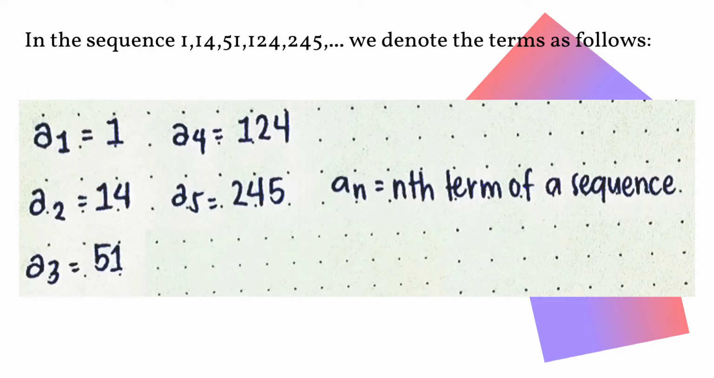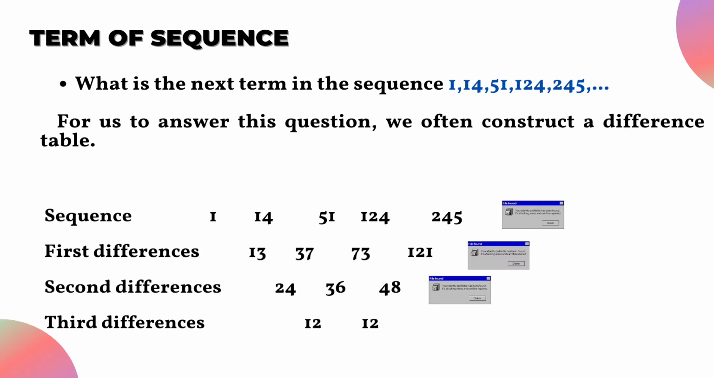Kung mapapansin mo, may ellipsis dyan sa dulo ng sequence natin, right? So, for you to know, yung tatlong tuldok dyan o ellipsis ay nagpapahiwatig na the sequence continues beyond 245. So, para mas maintindihan mo, let's have this example. What is the next term in the sequence 1, 14, 51, 124, and 245?